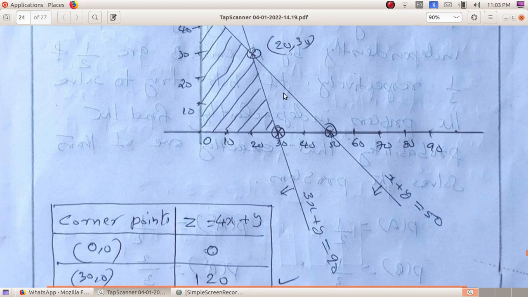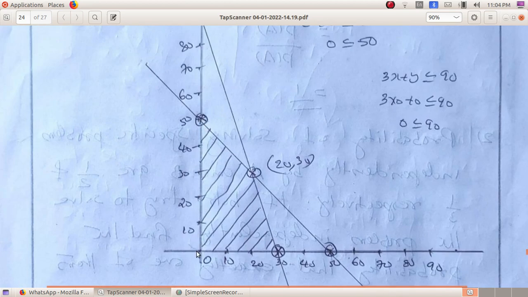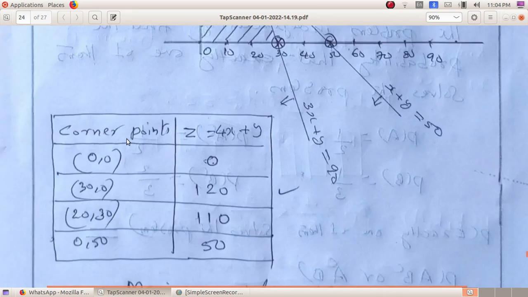This is how we shade. We shade this fully. In the same way, we shade the second line. Common shading will be this region. Okay. Which are its boundaries? These are the boundaries. Which are the points? 0, 0, 30, 0, 20, 30, 0, 50. These are the corner points.